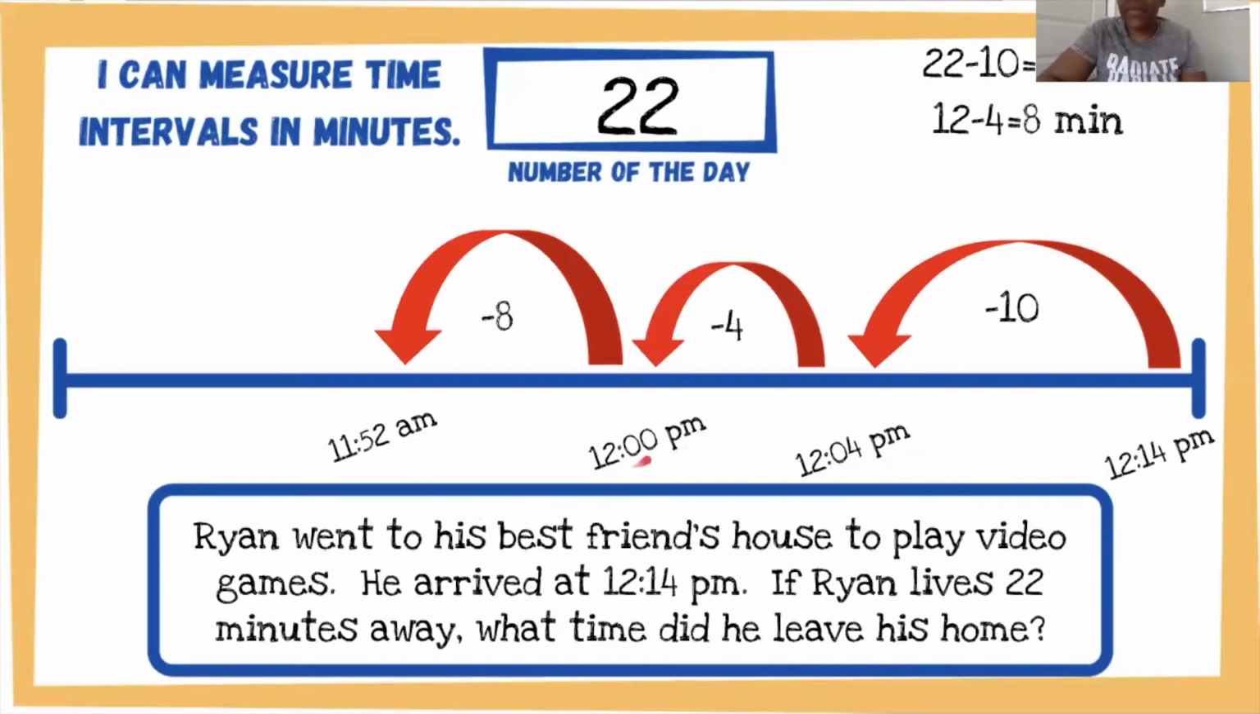That's right, because 12 o'clock is noon. That is the middle of the day. And so once we go down past noon, we are back at the morning. So we know now that Ryan left home at 11:52 a.m. in order to get to his friend's house by 12:14 p.m. Great job, guys.